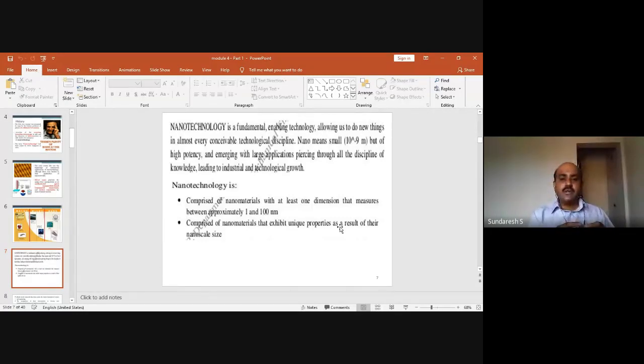Nanotechnology is a fundamental and enabling technology. From this technology, we can do new things in almost every conceivable technological discipline. Conceivable means whatever technological disciplines are there, we can use them and do new things. Of course, nano has very high emerging aspects with large applications, piercing through all the disciplines of knowledge, leading to industrial and technological advancement.